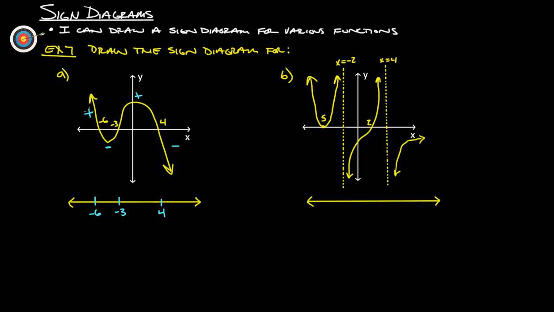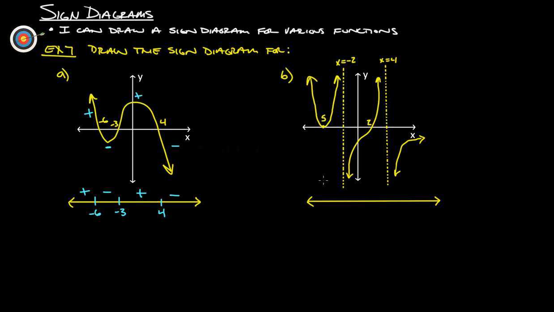So I know that my sign diagram, when it's to the left of -6, is positive. Between -6 and -3, it's negative. Between -3 and 4 is positive again, and then after 4 is negative. And that there is a sign diagram.